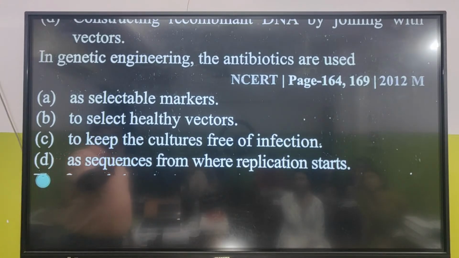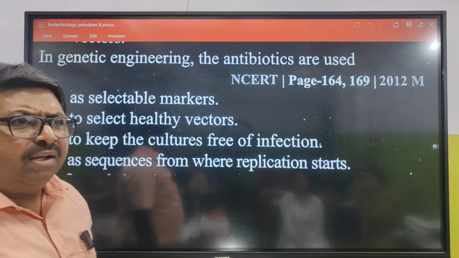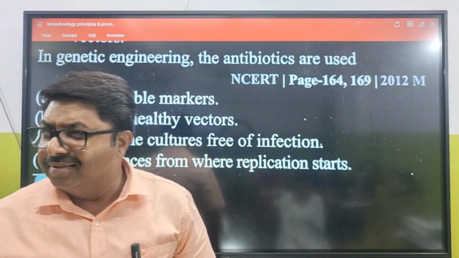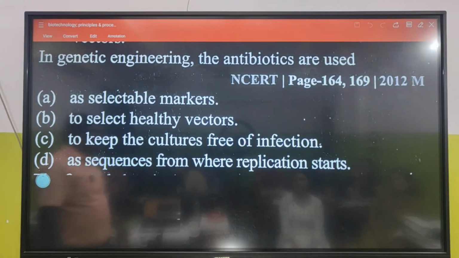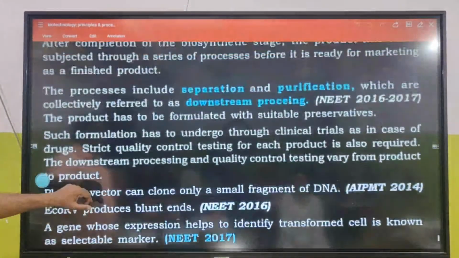In genetic engineering, the antibiotics are used only as selective markers? What about to keep the cultures free of infection? Why not? Do you want any other bacteria to grow inside the master plate and make insulin? So, 80% correct: to keep the cultures free of infection. Clear?